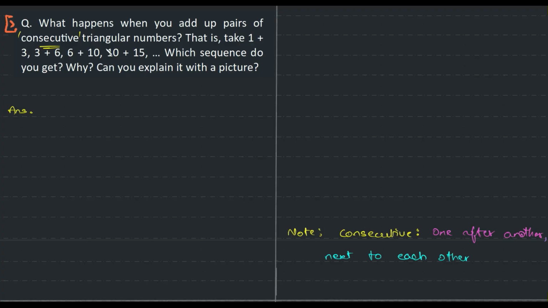First thing is consecutive triangular numbers. Let's write the triangular numbers. So we know that triangular numbers are 1 and then 3 and then 6 and 10 and 15 and so on and so forth. Now what happens when you add? We'll take the next step, adding consecutive ones.